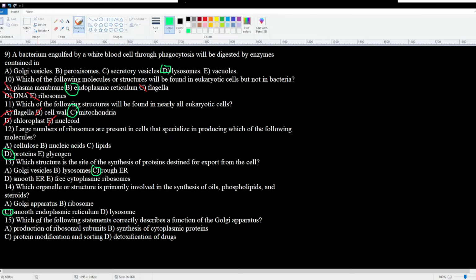And then we have number 15, which of the following statements correctly describes the function of the Golgi apparatus? Detoxification of drugs. That one's not it. Synthesis of cytoplasmic proteins. That's also not it, because remember, Golgi apparatus do not do the synthesizing. Protein modification and sorting. That one's correct. And production of ribosomal subunits. That one is also incorrect. So, that would leave C. Protein modification and sorting. Once again, part of the endomembrane system.